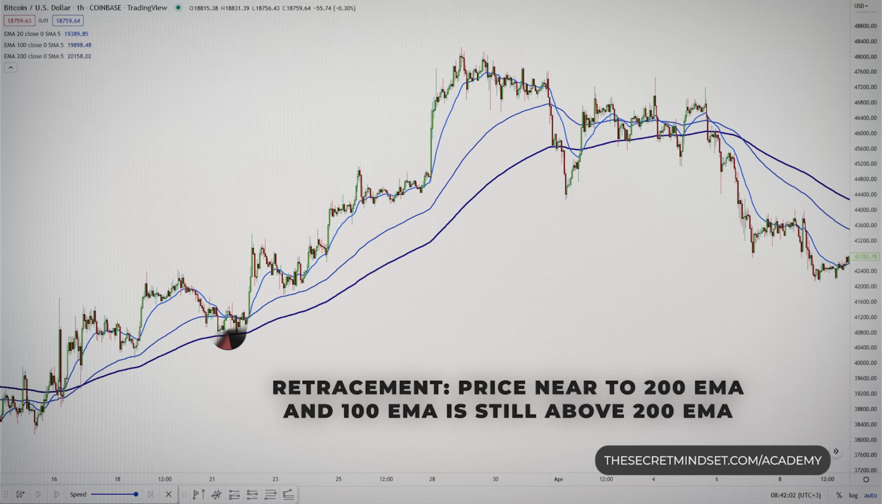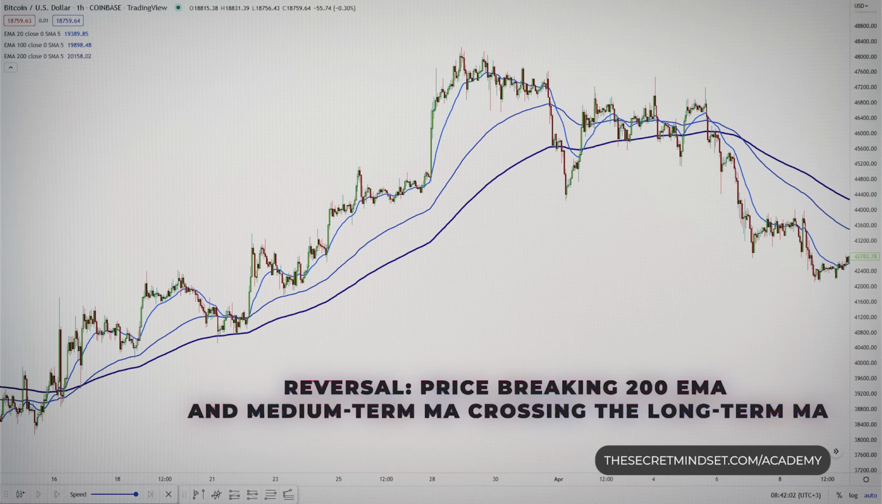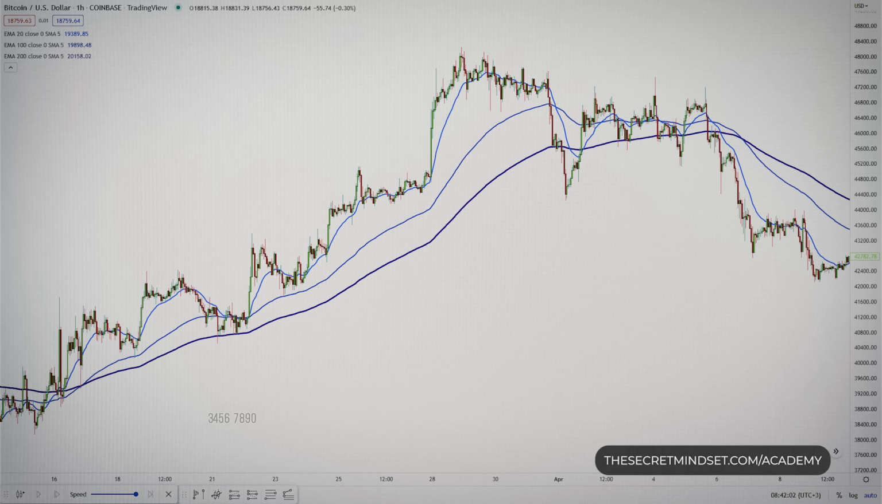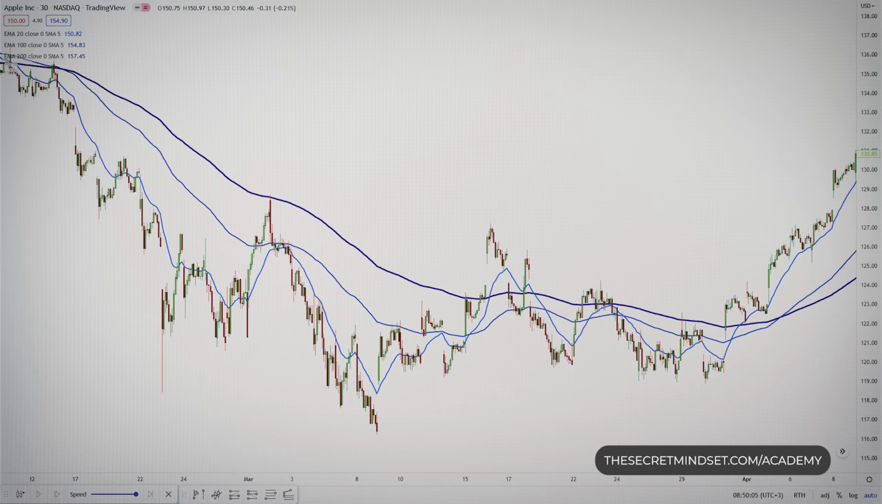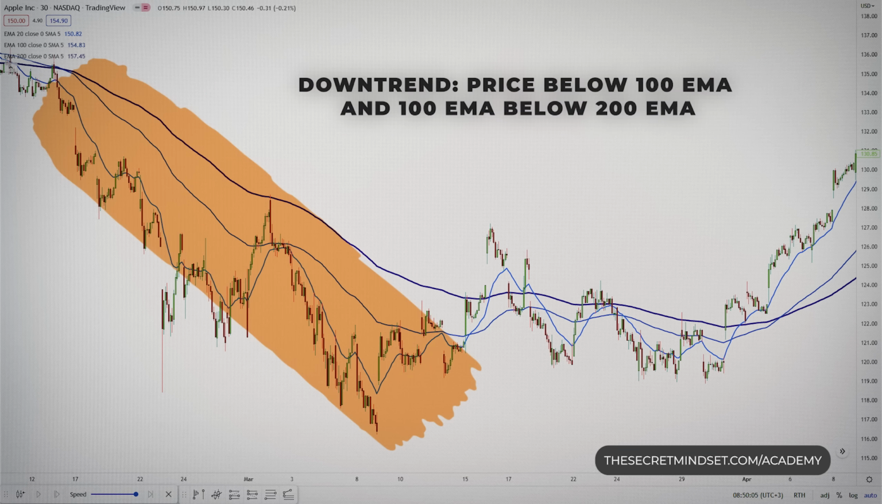Here's a reversal. Price breaks the 200 EMA, and the medium-term moving average is crossing the long-term moving average. And here's a range. Price stays around the 100 EMA, and the 100 EMA is crossing the 200 EMA multiple times. For a downtrend, price is below the 100 EMA, and the 100 EMA is below the 200 EMA.